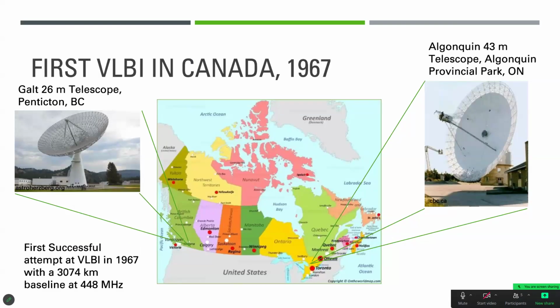This is very much a Canadian thing. The first time VLBI was successfully done was in Canada, using the Galt 26-meter telescope in Penticton, BC, and the Algonquin 43-meter, which is not too far from here, in Algonquin Provincial Park. They had a baseline of about 3,074 kilometers. That was the first successful attempt at VLBI.